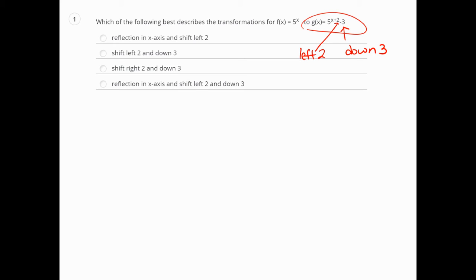Sorry, trying to make this look halfway decent. All right, so then we would look for those two things, shift left 2 and down 3. Looks like answer choice, this one.